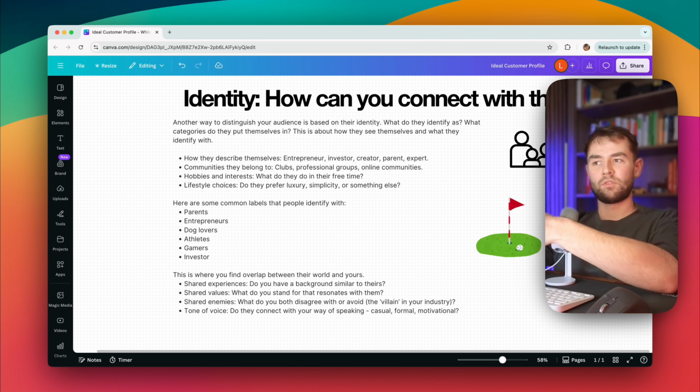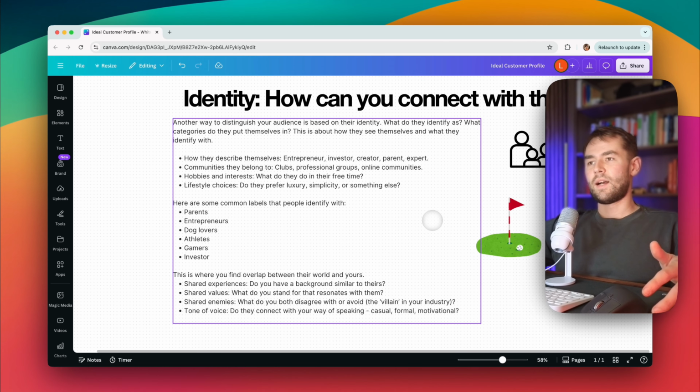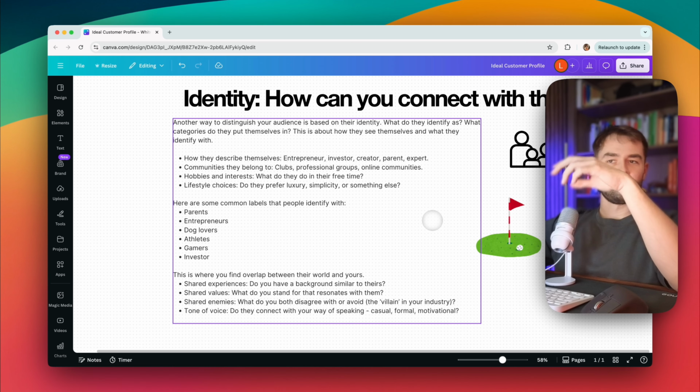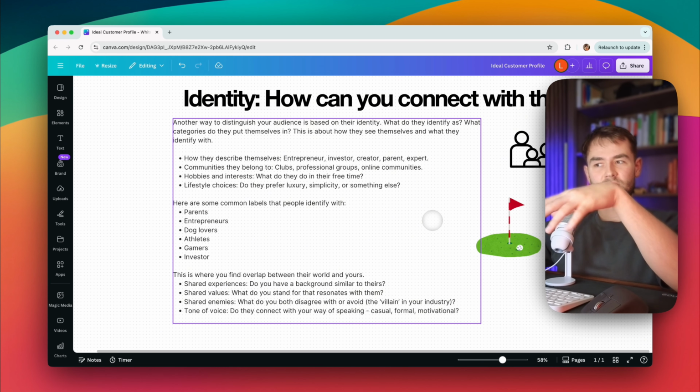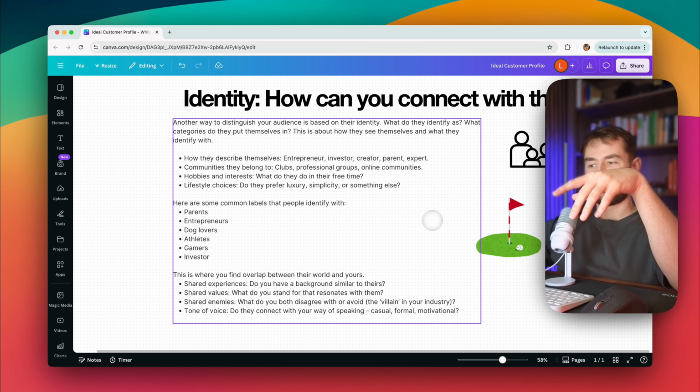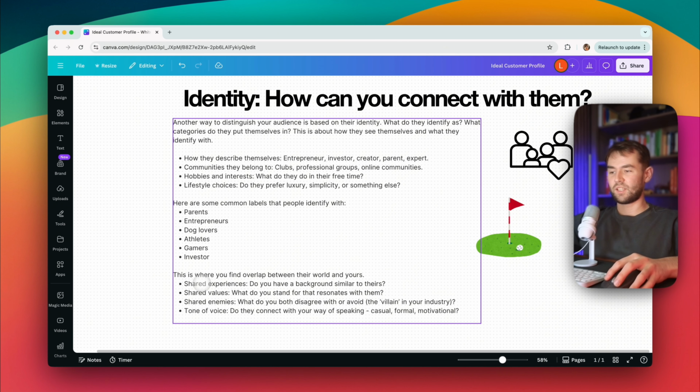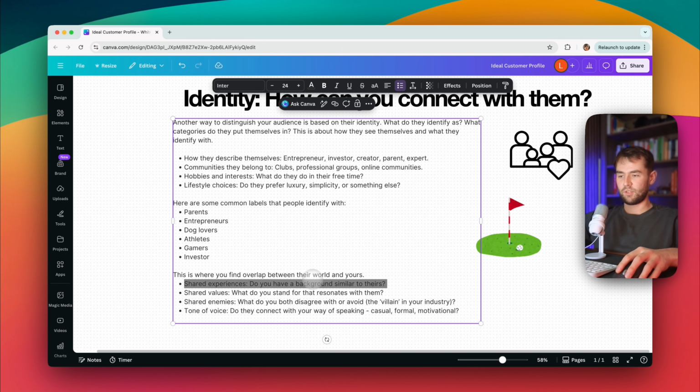It's more subtle with the identity layer, but what it can do is really build trust that people aren't even thinking of, because people trust people who are like them. They look like them, they do the same things as them, and they share identity with them. So again, shared experiences. So is your background similar to them? Shared values. What do you stand for that resonates with them? Shared enemies. So do you both agree with certain things or avoid certain things?